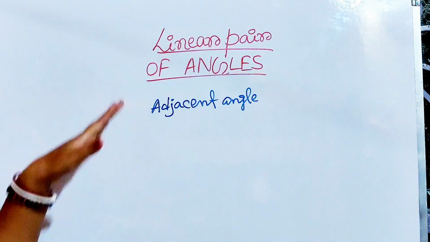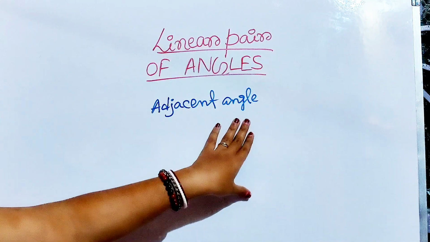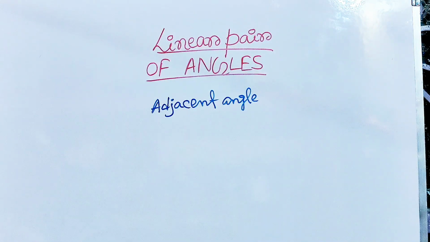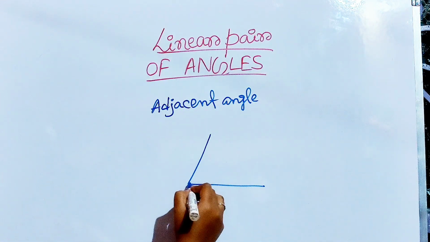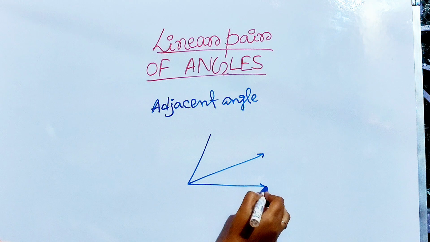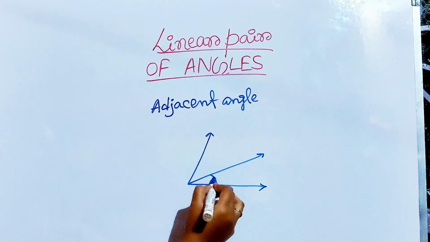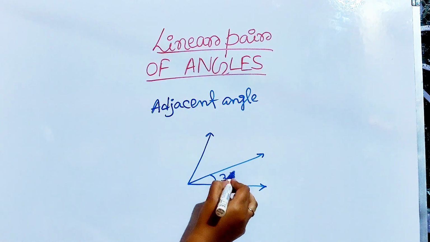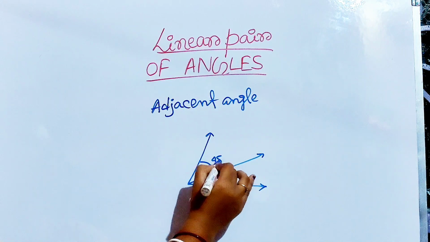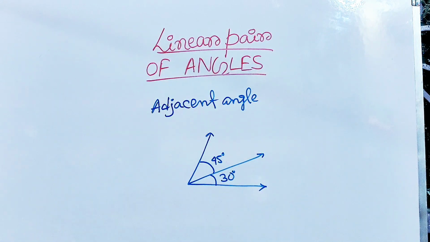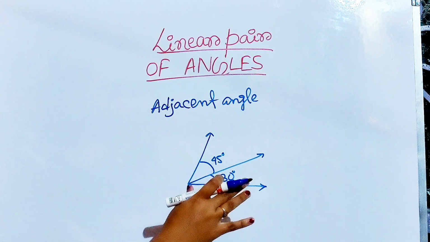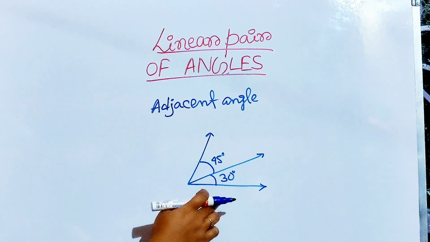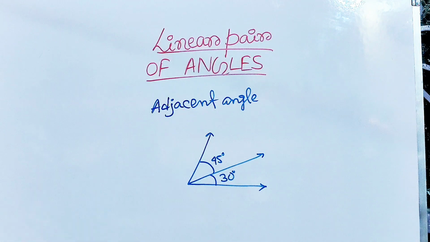So first, adjacent angle, I think this is clear to you. There is no problem in adjacent angle. There is only one condition to make two angles adjacent angle, that is there will be only one common side. Suppose here I have drawn a diagram. See, one angle is 30 degree, another angle is 45 degree. So here you can say that these two angles are adjacent angle, as here is a common side between these two angles. But can you say that these two angles are a linear pair of angles or not?